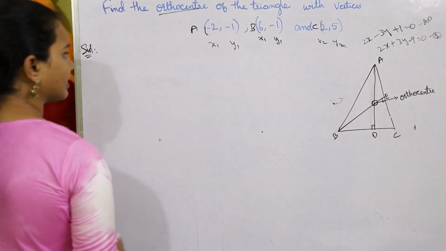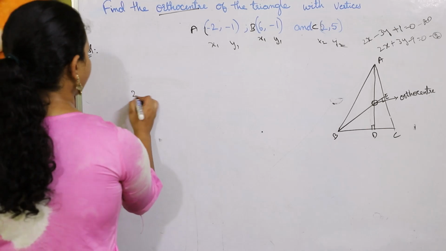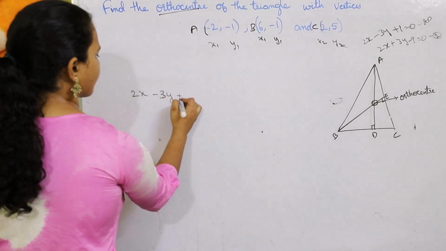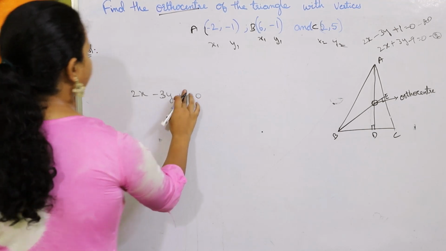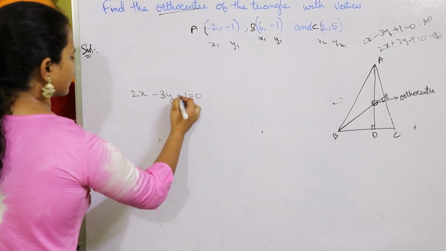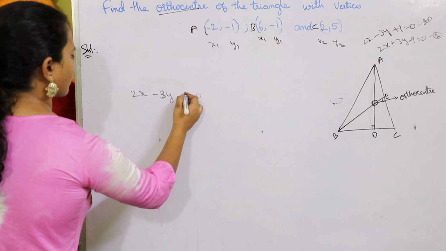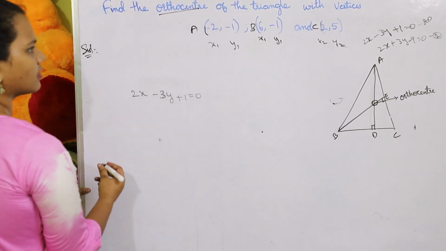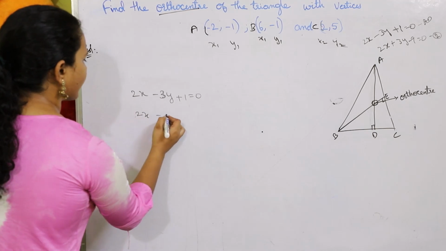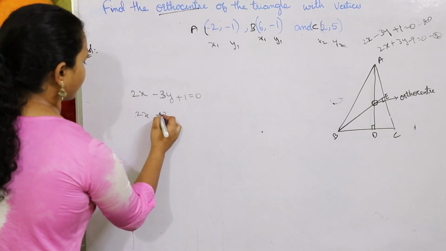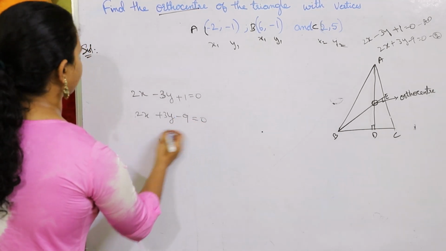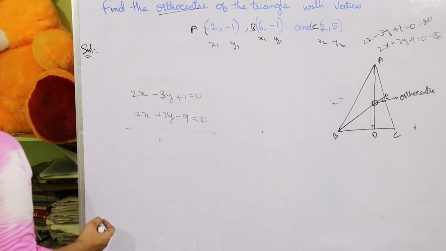Let us write down equation 1. Equation 1 is 2x minus 3y plus 1 is equal to 0. This is equation number 1. And 2x plus 3y minus 9 is equal to 0. So this is equation number 2. Clear? Now subtract.